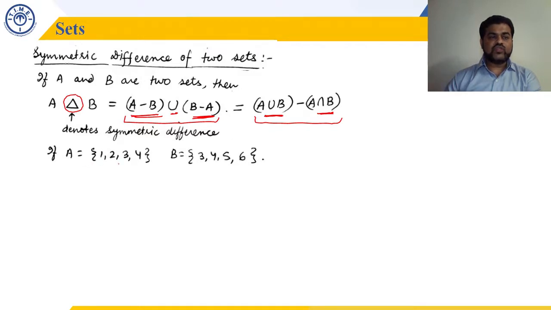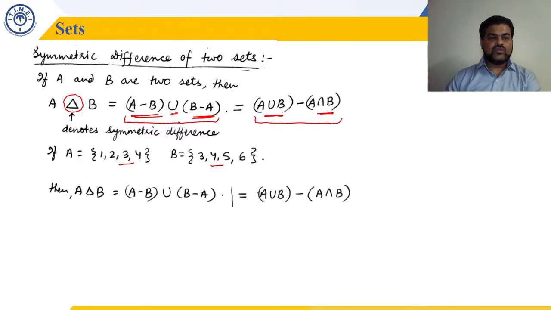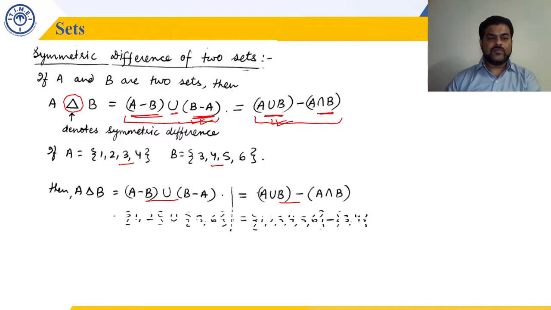So suppose I have these two sets, A and B. A triangle B means the symmetric difference of the sets A and B. I am doing it using both the methods, this one and this one. You will see that we get the same result. We can write it like this or like this.